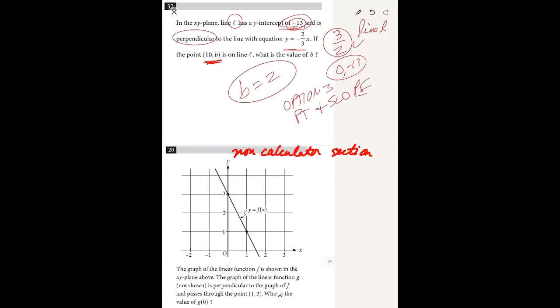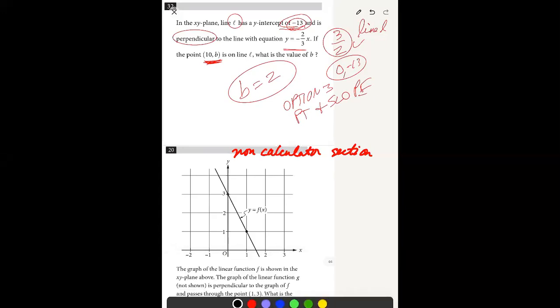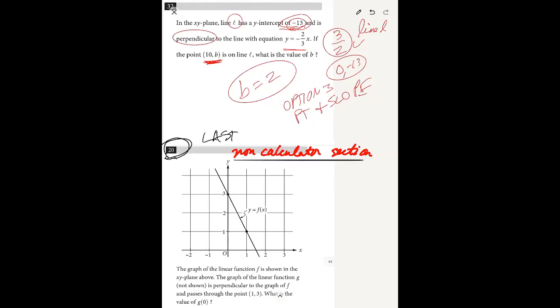Now, let me stop before I go further. I've been working for about 30 minutes, and I've got a couple more questions I want to do. Before I do the next question, I have to tell you, this question came from the non-calculator section of practice test 9. This is number 20, and there are 20 questions in the non-calculator section, so this is the very last question on the non-calculator section.